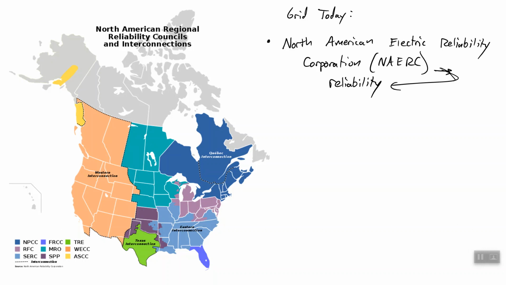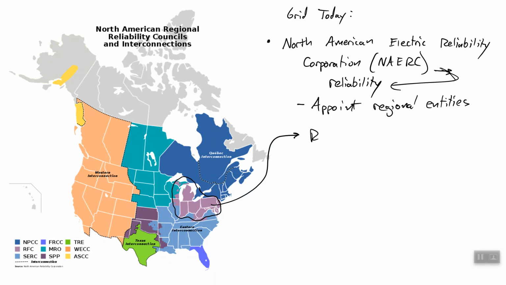Now the NERC appoints regional entities or organizations that are responsible to ensure the reliability of a smaller grid. So for example, right here, you see, including Ohio, is the organization ReliabilityFirst, who manages the grid in this region and makes sure that it stays reliable, that the voltage and the hertz, the frequency, stay exactly where they need to be.